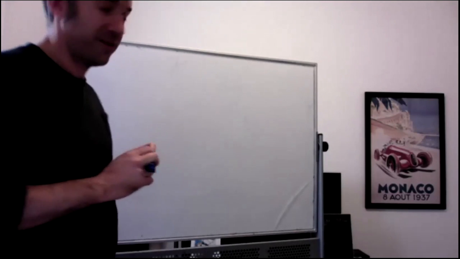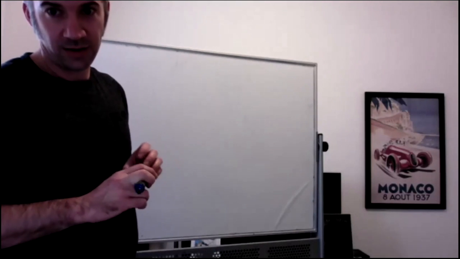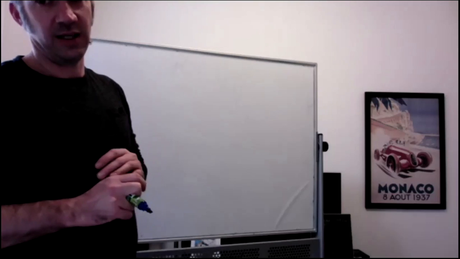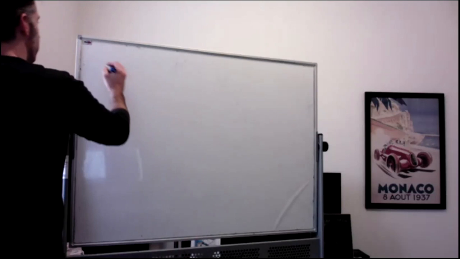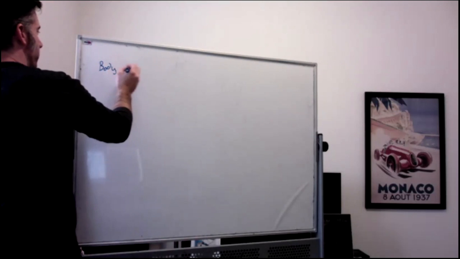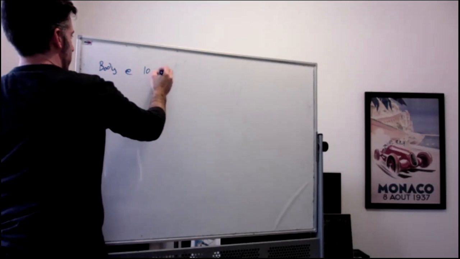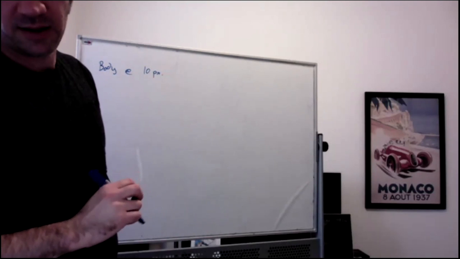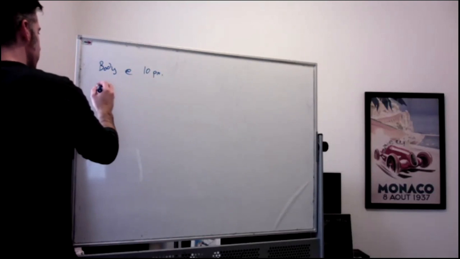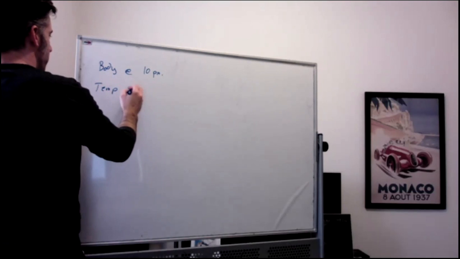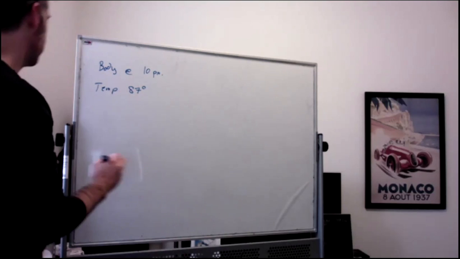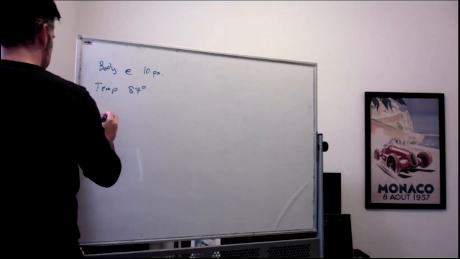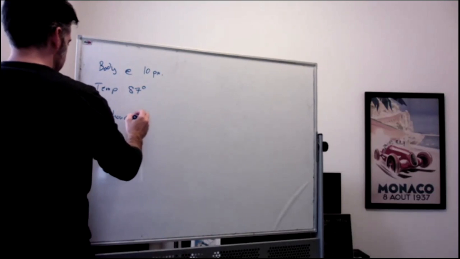Okay, I don't want to write this all down because it gets kind of long. So I'll read it to you guys and then we'll talk about it. So police discover the body of a murder victim at 10 p.m. At the time, the body temperature is 87 degrees. 1 hour later, it's 86 degrees.